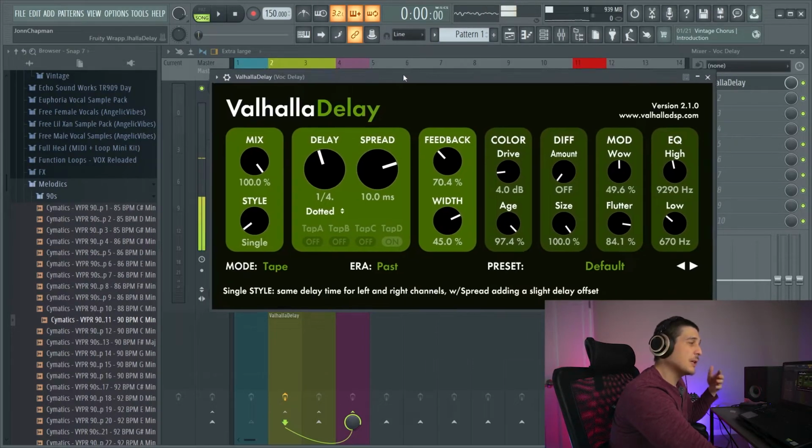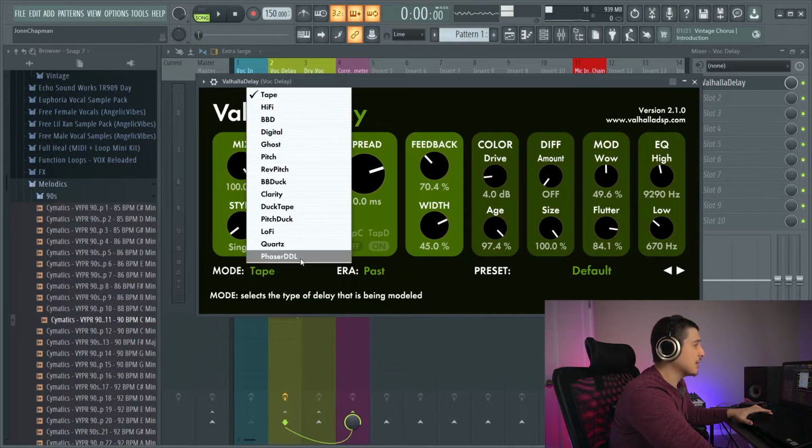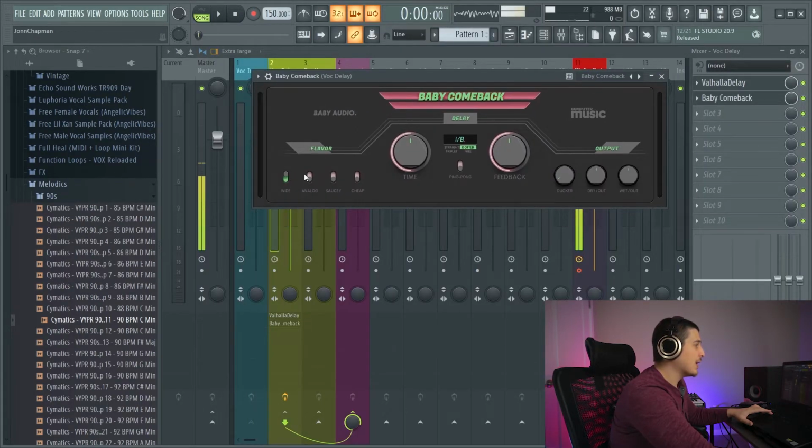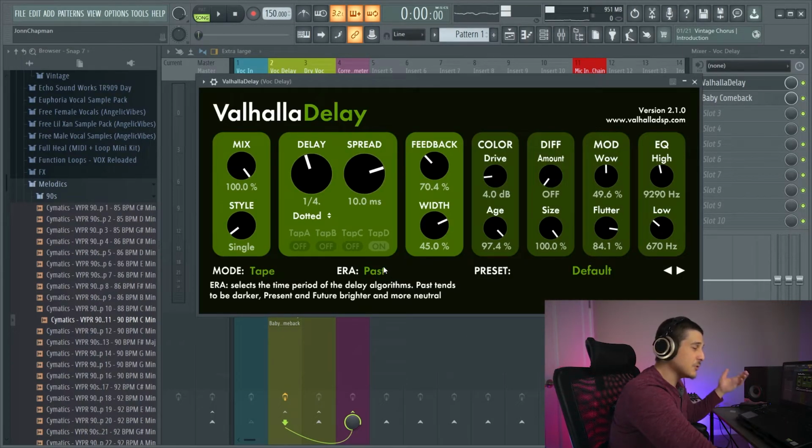Every single one of these plugins is generally going to have emulation types. Here we've got tape, hi-fi, and more. If we go back to our Baby Come Back plugin, we've got wide, analog, saucy, cheap. This is just going to emulate different types of equipment, along with different feelings in general that may or may not be associated with specific types of equipment.